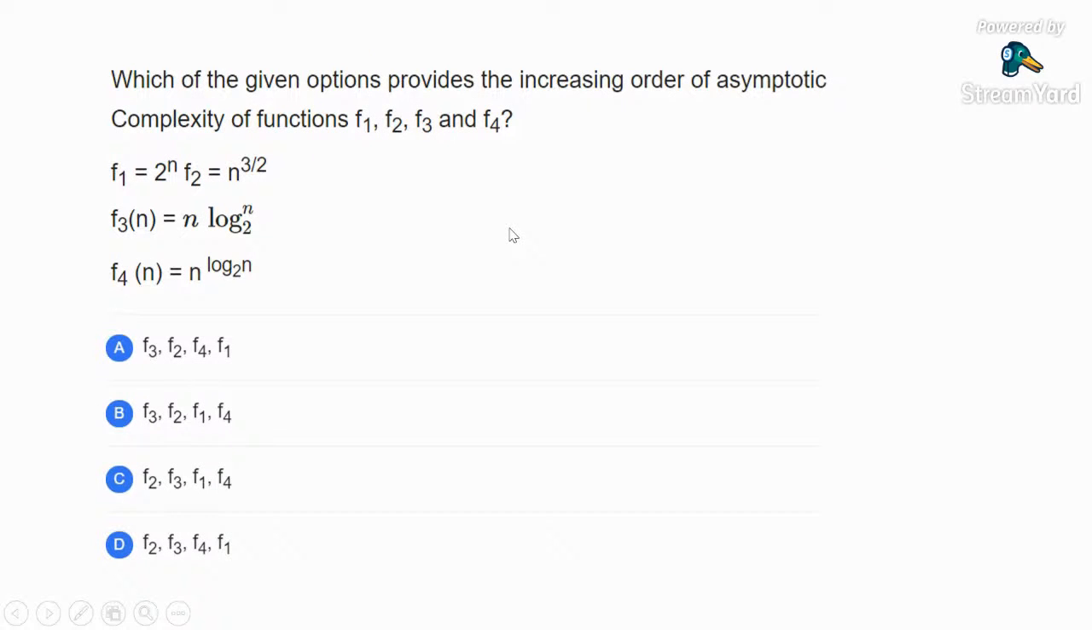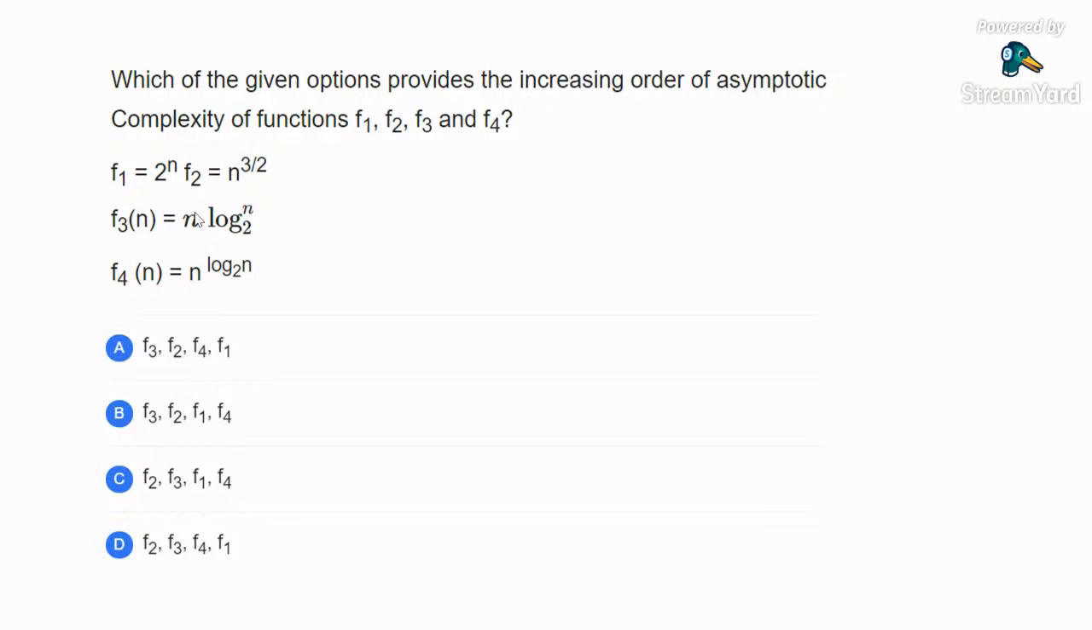So just see the next question. Which of the following options provides the increasing order of asymptotic complexity for these functions f1, f2, f3 and f4? These are the functions in terms of n. We need to provide the increasing order of asymptotic notations in terms of tight bound only. So f1 is equal to 2 raised to power n, f2 is equal to n to the power 3 by 2, f3 is equal to n log n base 2, and f4 is n to the power log n.